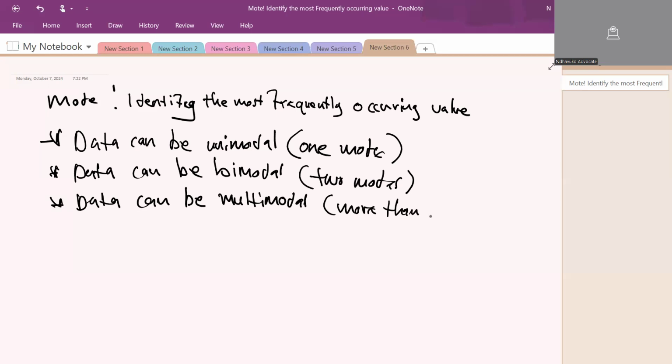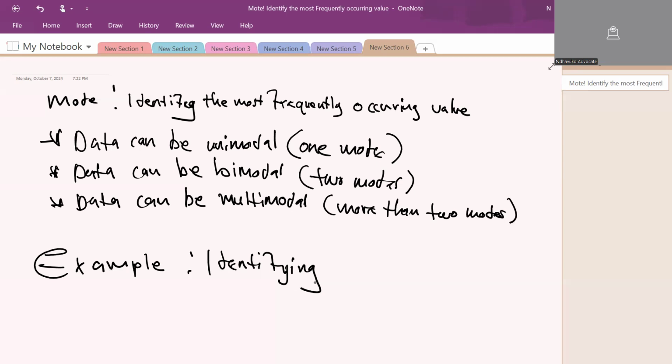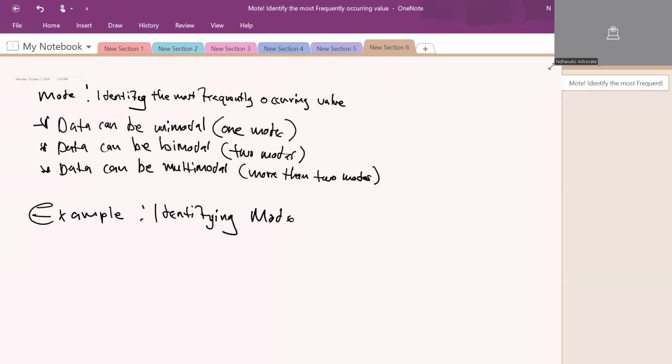More than two modes. So it can happen that in a data set there are 3 sevens and there are 3 twos. That's bimodal, two modes there. So let me give you an example. This will be a unimodal, it will be one mode here. How do you identify the mode?